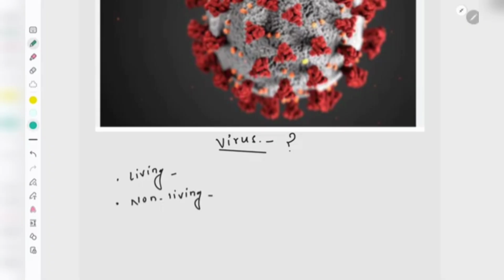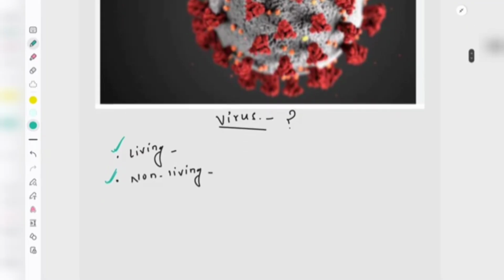So what does it mean? If I am saying that viruses are not living, and they are also not non-living, then what are they actually? I'll give you one statement here. Please remember this statement. This statement is not given in your NCERT or your textbook, but it is something which will make your understanding clear about what kind of organisms are called living and what are called non-living.